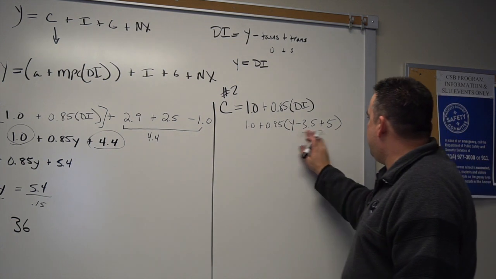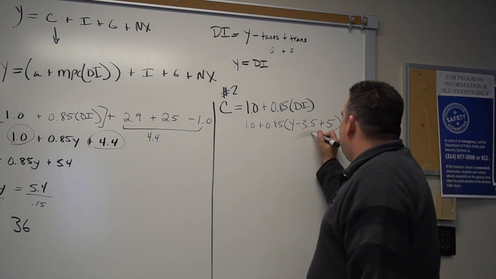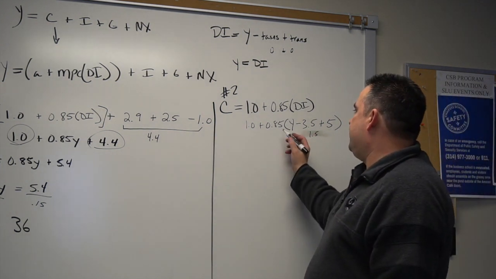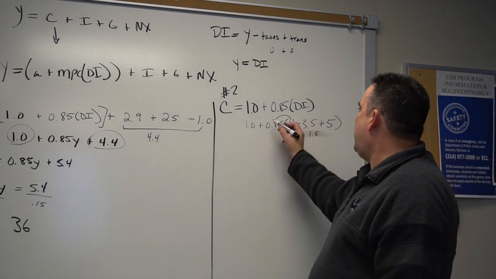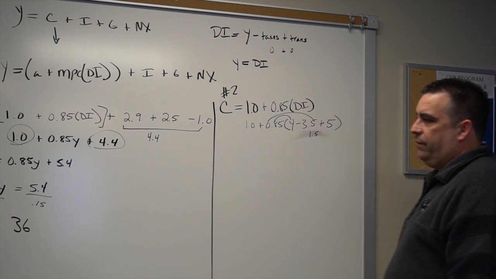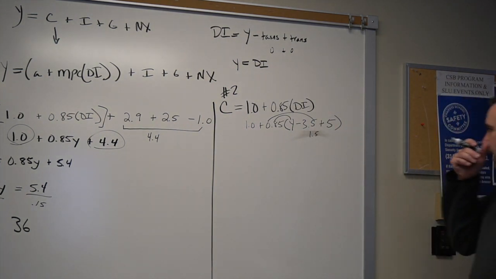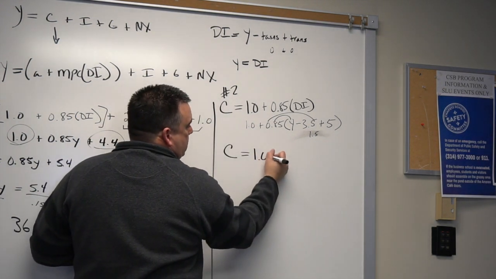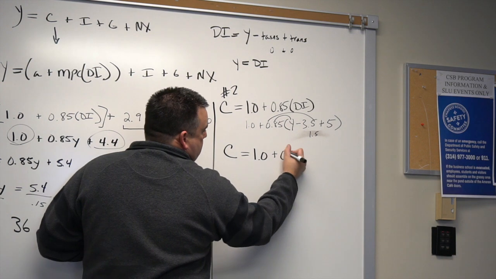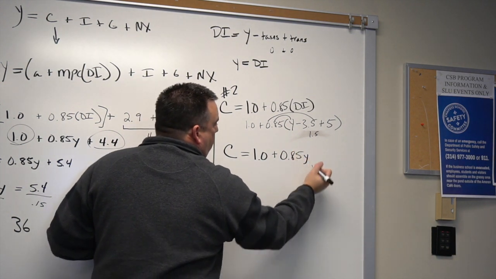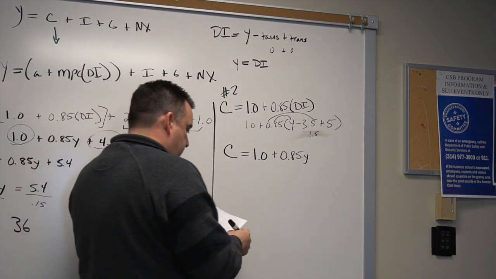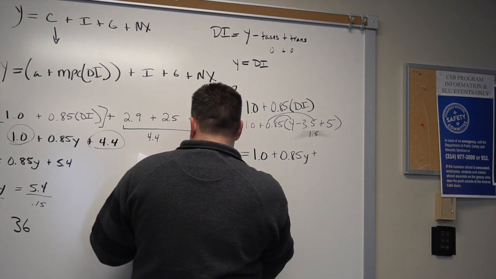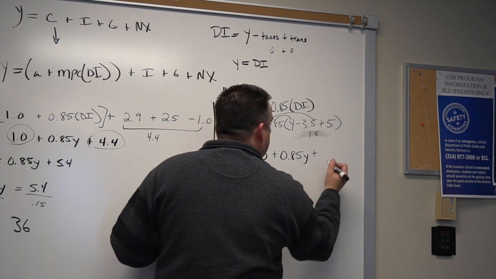No, hold on, I skipped a step. That gives me a value of positive 1.5. Okay, so I can now distribute this through 0.85 times y and 0.85 times 1.5. Sorry, I skipped that step there. And then I would have a value of C is equal to 1.0 plus 0.85y plus, where'd it go? 1.275.